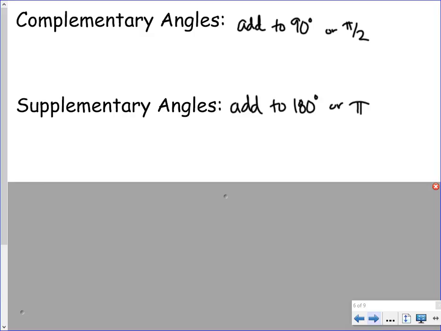So I'm going to put a little cheat here. How do you find the complement? The complement is 90 degrees minus the angle, or you could say pi over 2 minus the angle.